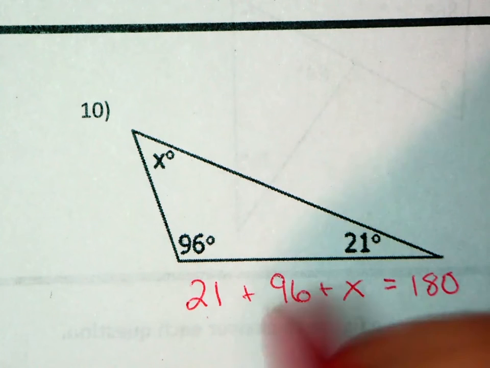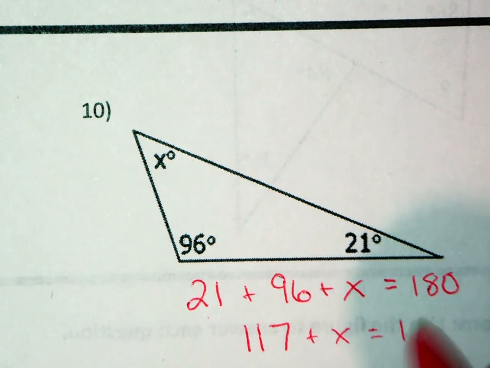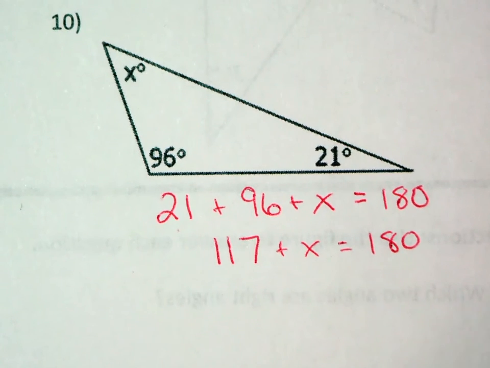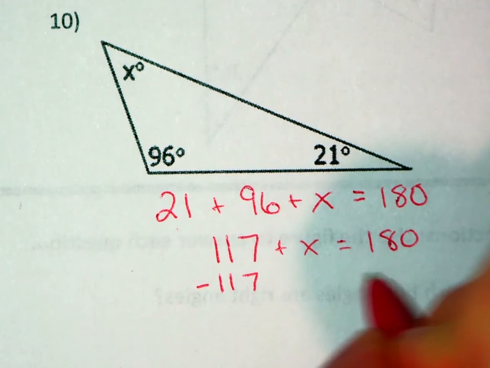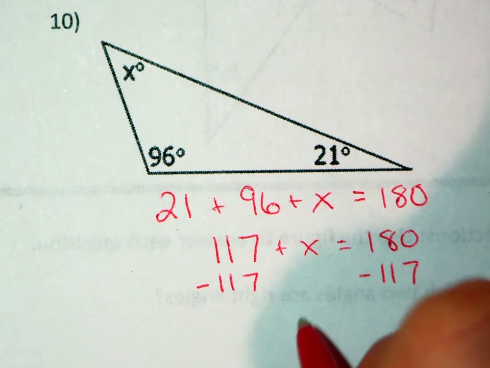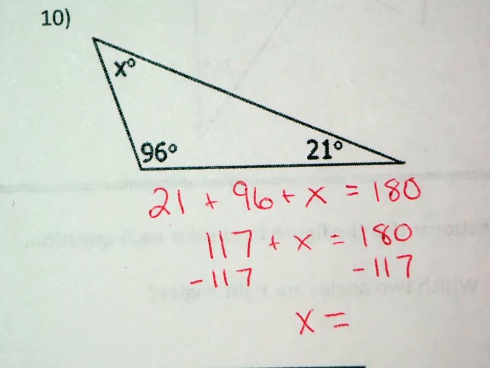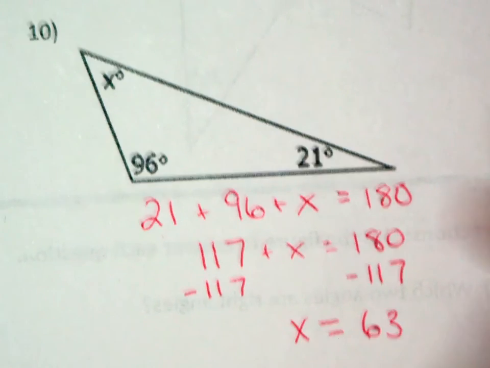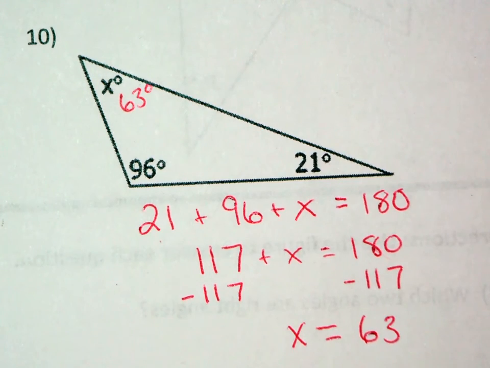So 21 plus 96 is 117. Now I simply have a one-step equation. So I'm going to subtract 117 from both sides. And we figure x to be 63 degrees. So my missing angle up here is 63 degrees.